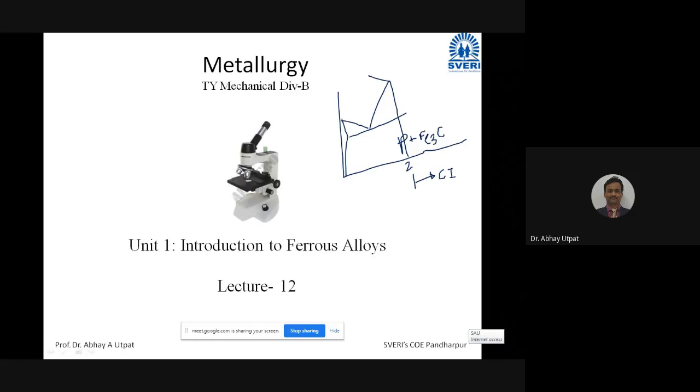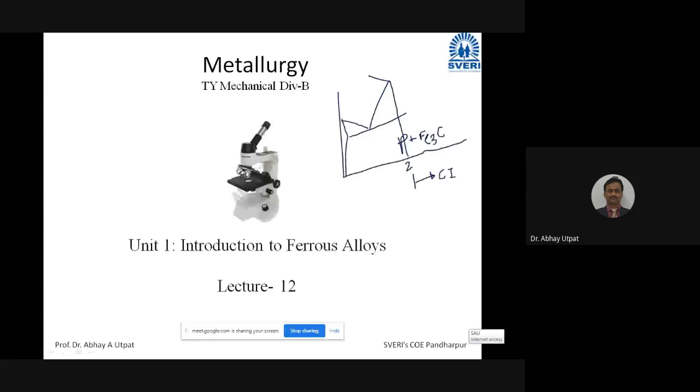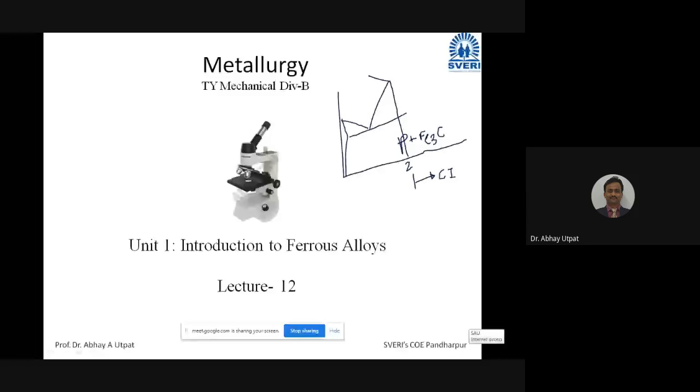So which cast iron is shown on the iron carbide diagram? Tell me. Who will tell? Sir, white cast iron. Correct. Who is talking? Sir, white cast iron. Samruddhi. Okay, correct, Samruddhi.